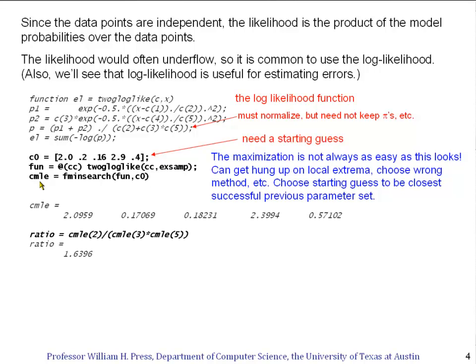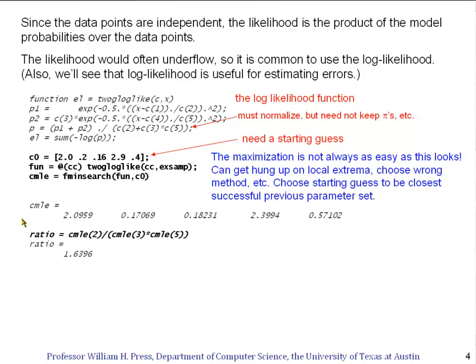Now this is not always as easy as it looks, because there is no such thing as a general minimizer that works on all functions. You can get hung up on local extrema. You can choose the wrong minimization method. Somewhere buried in this fmin search is some decision on what minimization method is going to be used. You can have a starting guess that's too far from the minimum that you're trying to reach. That's why it's always good to choose a starting guess to be closest to the previous successful parameter set, especially if you're doing a sequence of problems or if you've been playing around with the problem for a while.